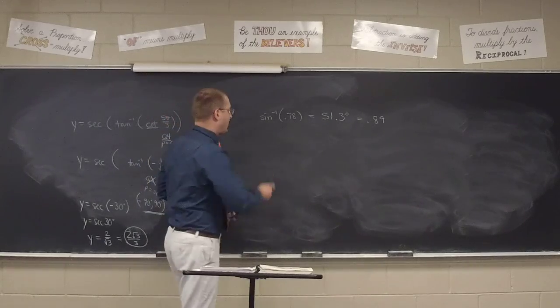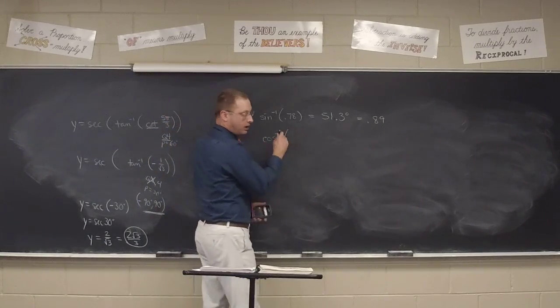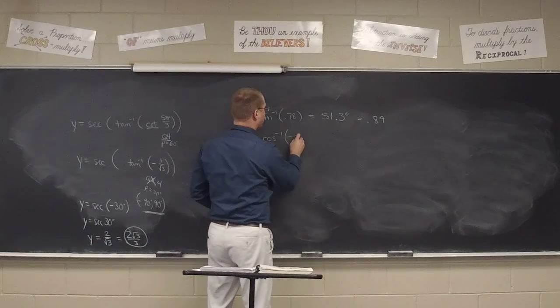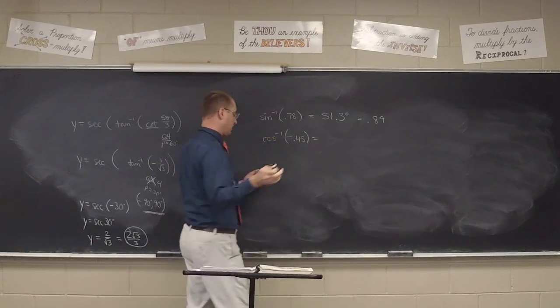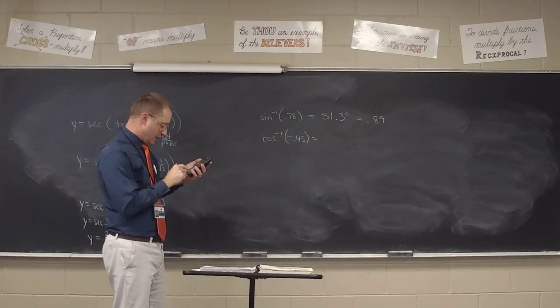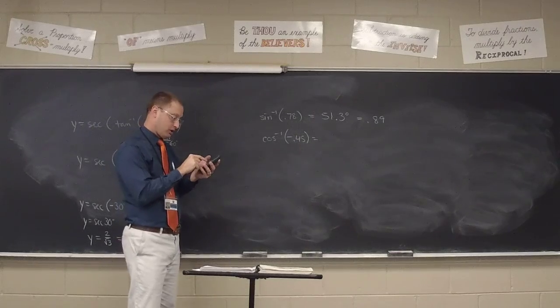If I wanted you to find the arc cosine of negative 0.45, let's stay in radian mode, actually. Negative 0.45, and take the arc cosine.